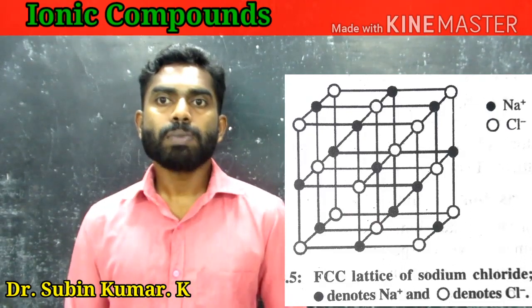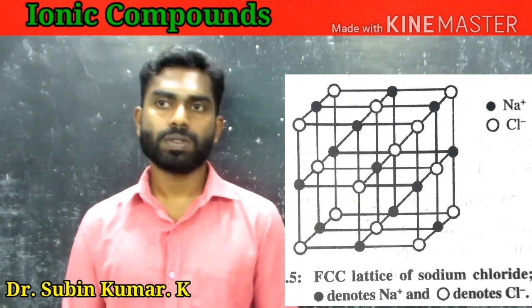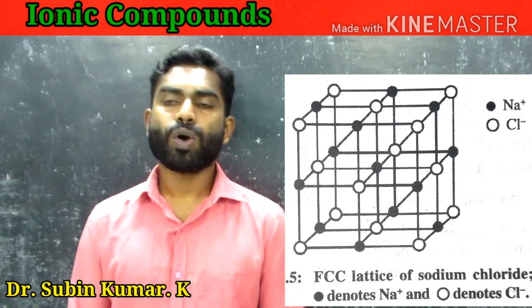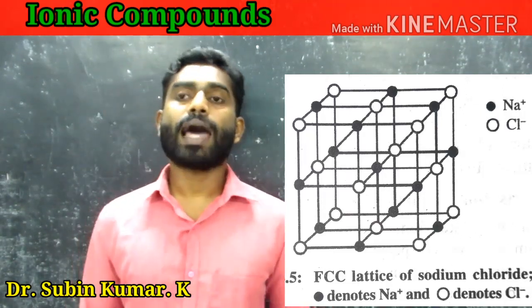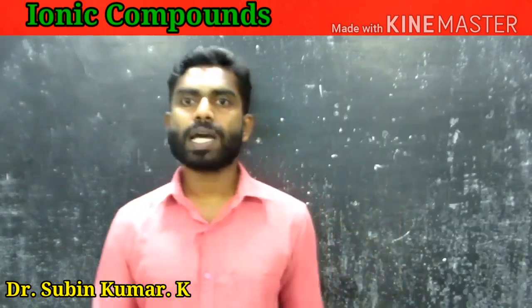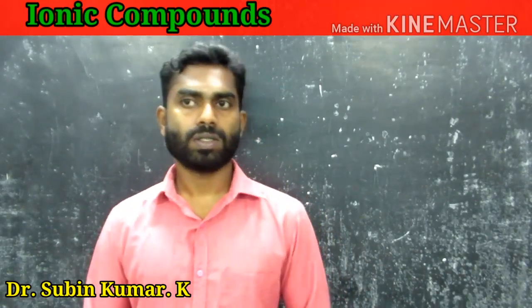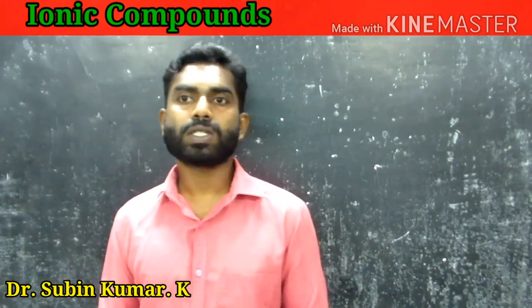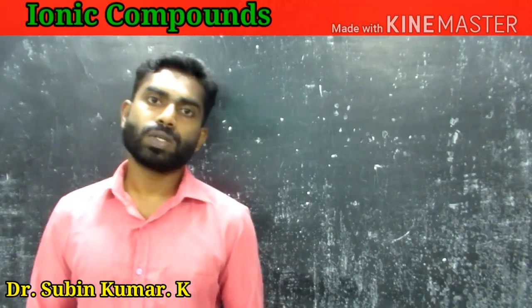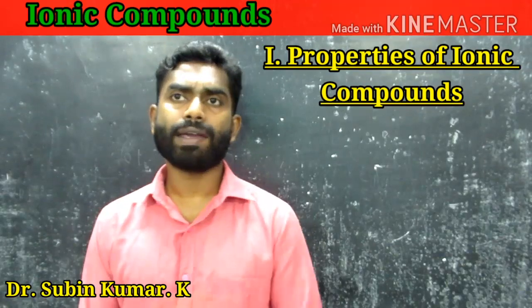These numbers are called coordination numbers. The geometrical arrangement of the ions in the crystal lattice depends on the sizes of the cations and anions, the electrostatic force between the ions, and various other factors. Next, we are going to discuss the properties of ionic compounds.